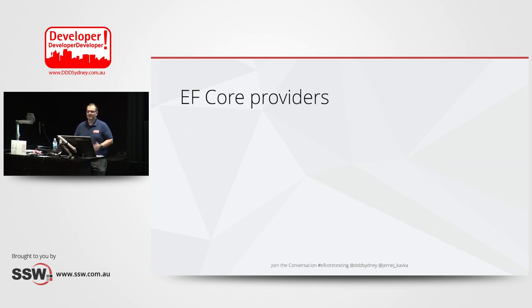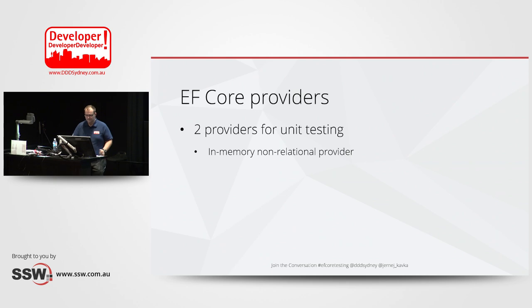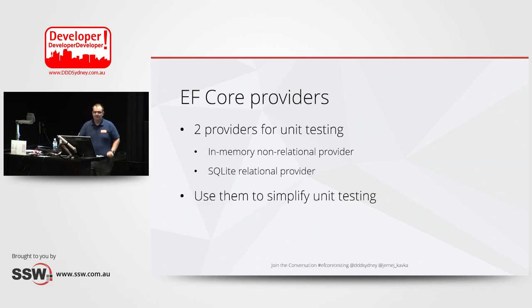But what we're going to focus on is two providers, and they're both used specifically for unit testing. One is the in-memory non-relational provider, and the other one is the SQLite relational provider. They're both used to simplify unit testing because in a lot of cases, our code depends on doing operations on the database, and sometimes abstracting that layer is very difficult. But you shouldn't be using it to try to mimic the database. You shouldn't be checking for foreign keys and things like that. This is specifically used for making unit testing simpler.